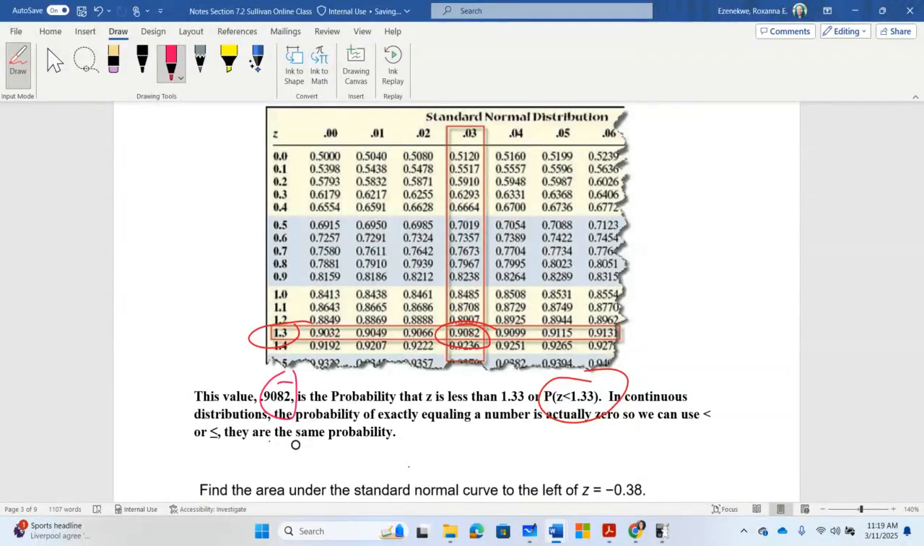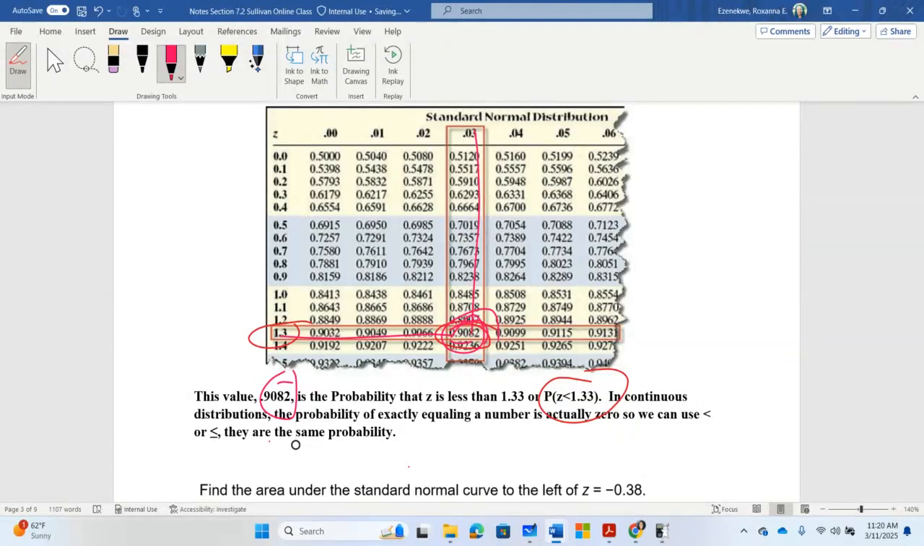If we look into the table, we will see that 0.9082 is exactly right here. How do we find the value of z corresponding to the area inside the normal curve? 1.33. If I go from the 0.9082, I go to the left. The number at the left is 1.3. To 2 decimal places I have 1.33. So that is how I find the z value.